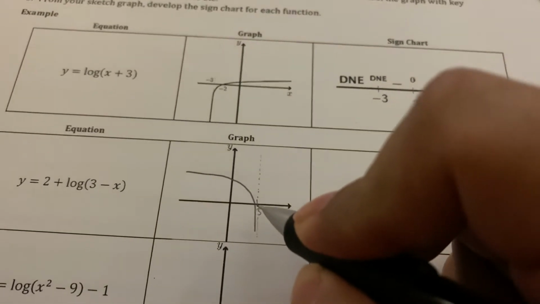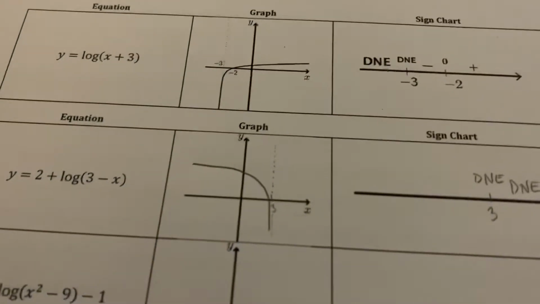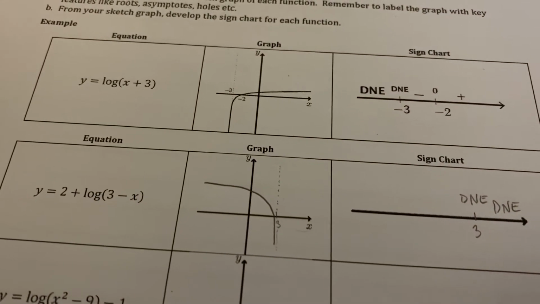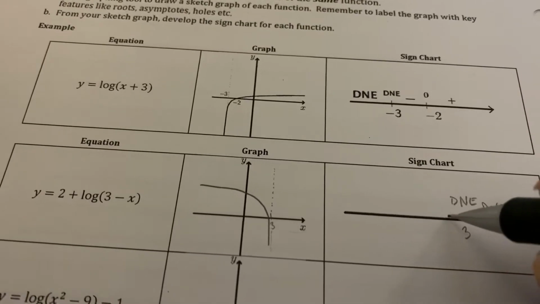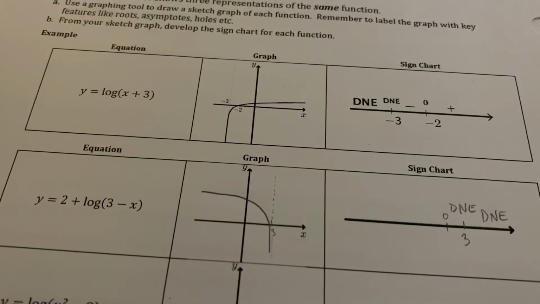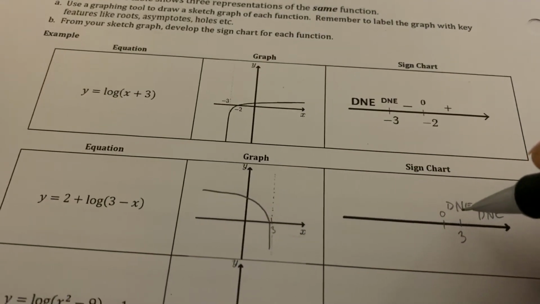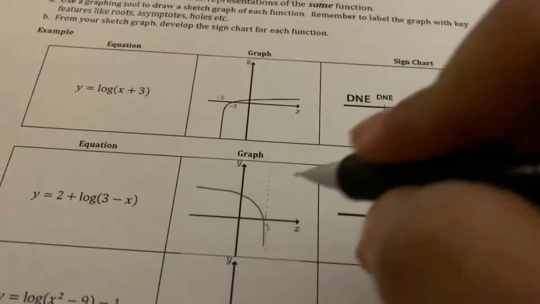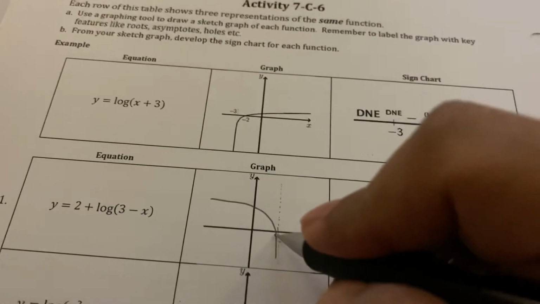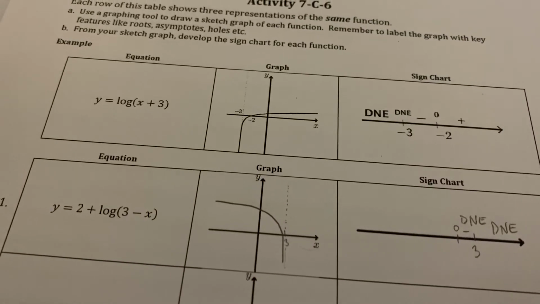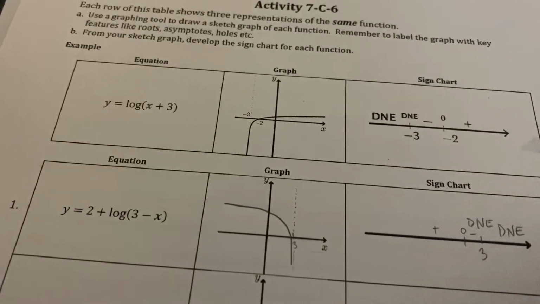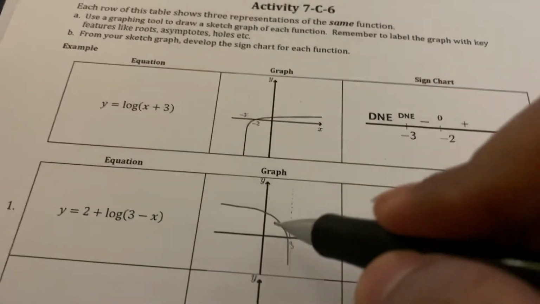It looks like it crosses the x-axis. Now, we don't know exactly what it is, but it's very close to 3. So let's just say here, the value is 0. And between the asymptote here and the intercept, it is negative. Okay, it's below the x-axis. Okay, but then further to the left of that, it is all positive. It is all above the x-axis.